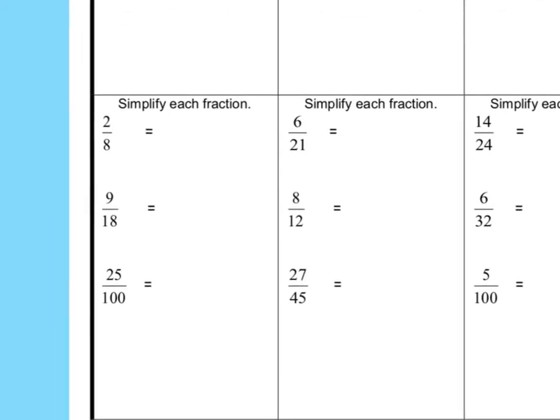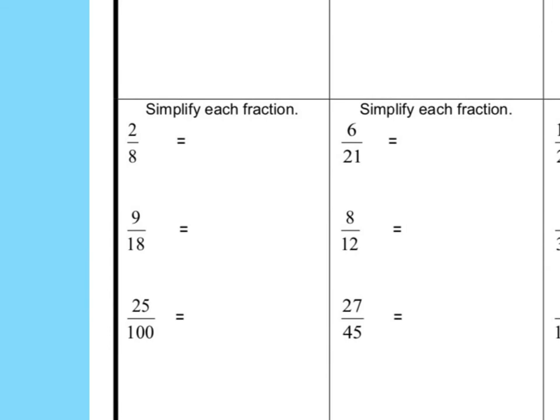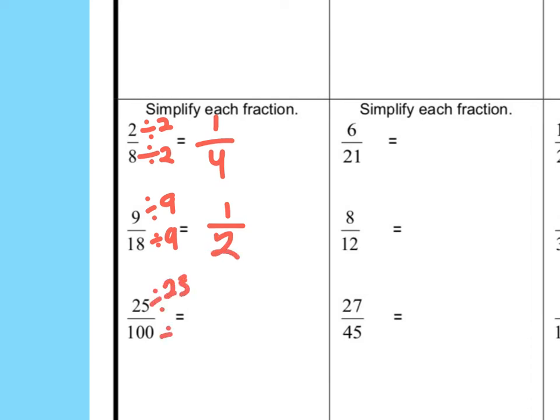For the next one, it says simplify each fraction. So we know that we can divide both 2 and 8 by 2. That'll give us 1/4. We'll divide 9 and 18 both by 9, because 9 can go into 9 once, and 9 can go into 18 twice, so it's actually 1/2. We'll divide the third one by 25, like quarters. 25 can go into 25 once, and 25 can go into 100 four times, because 4 quarters make $1.